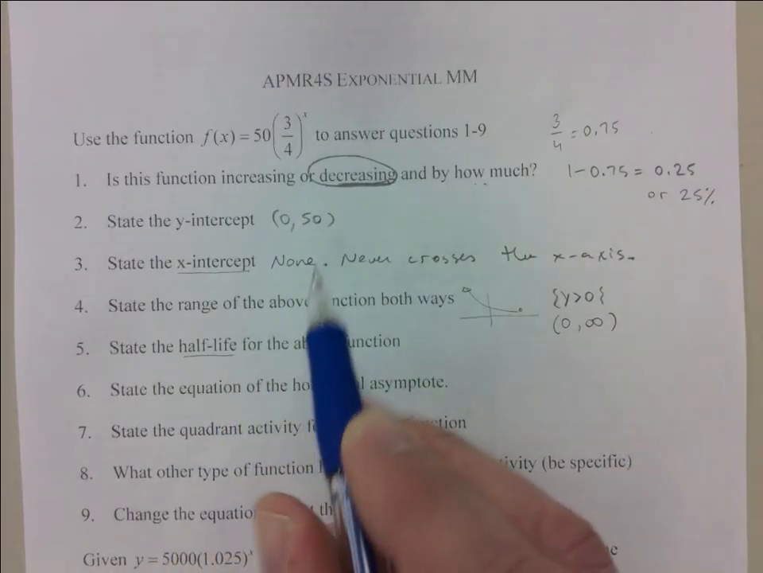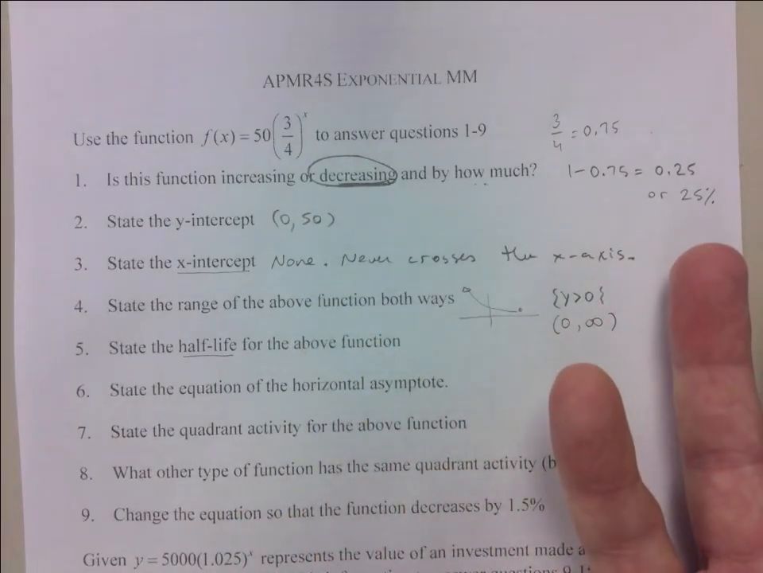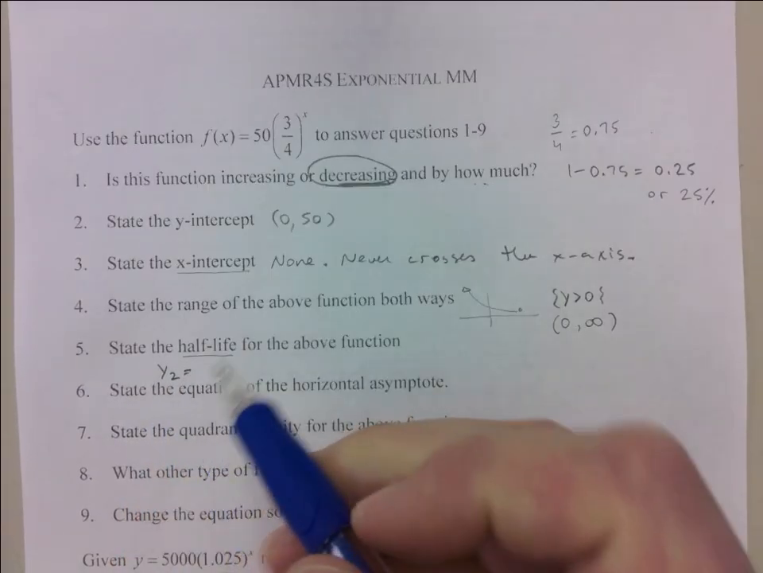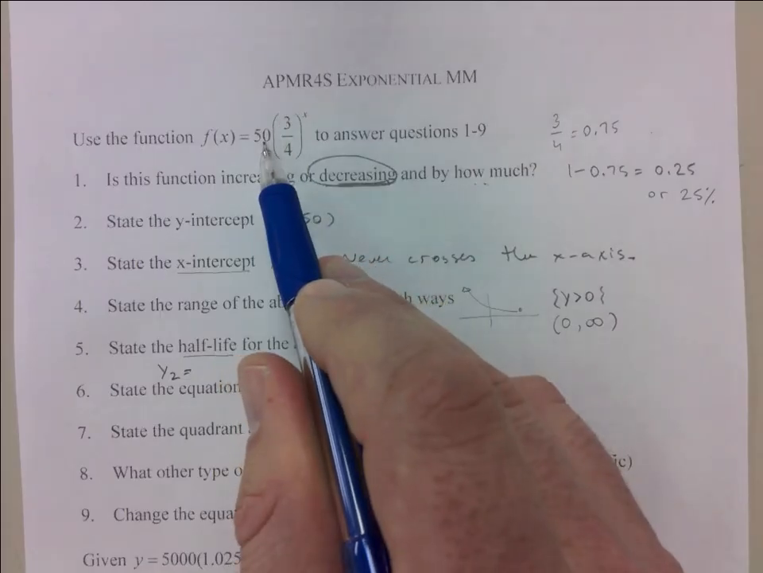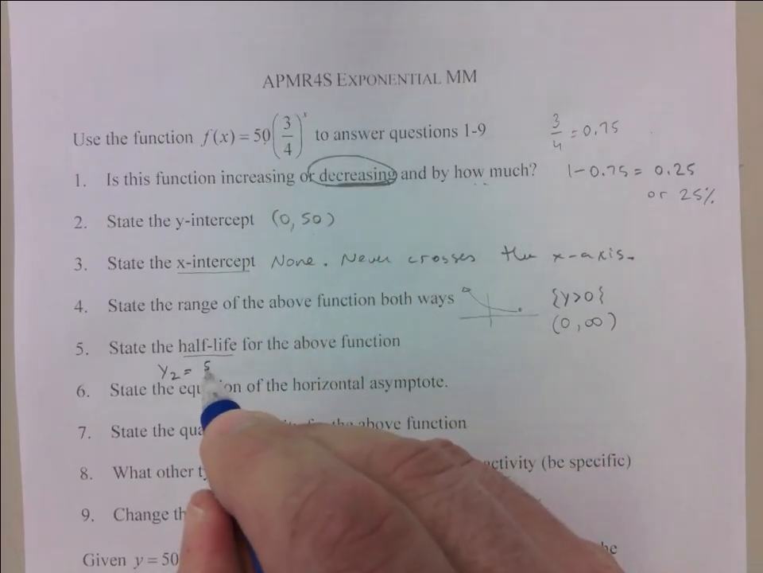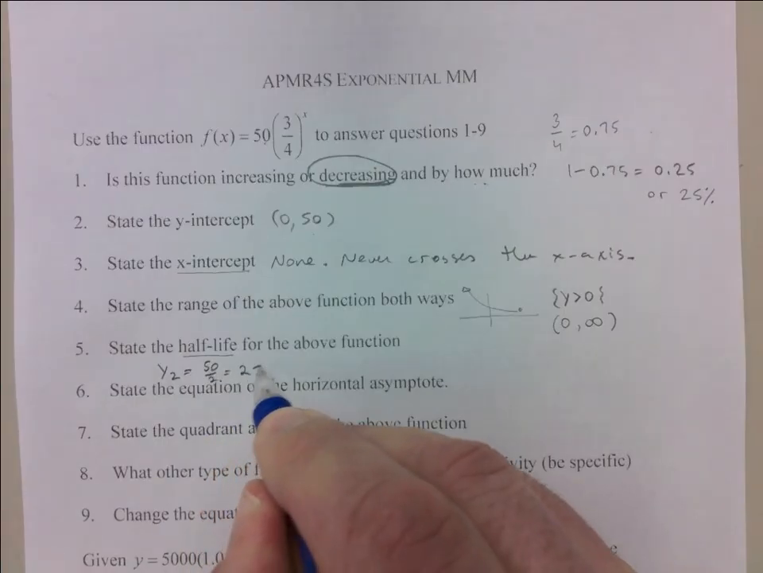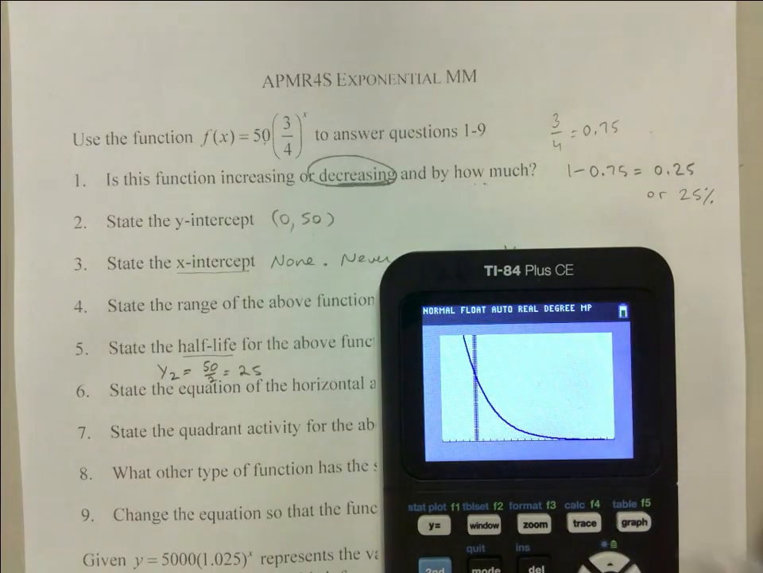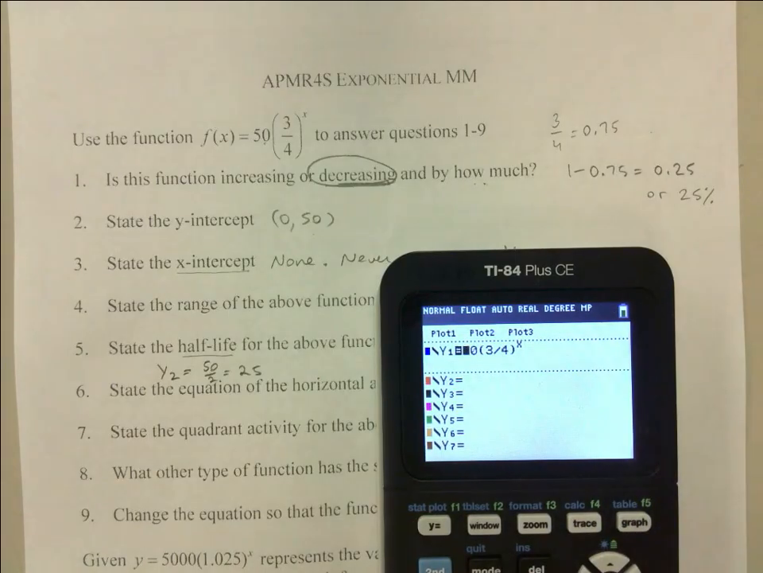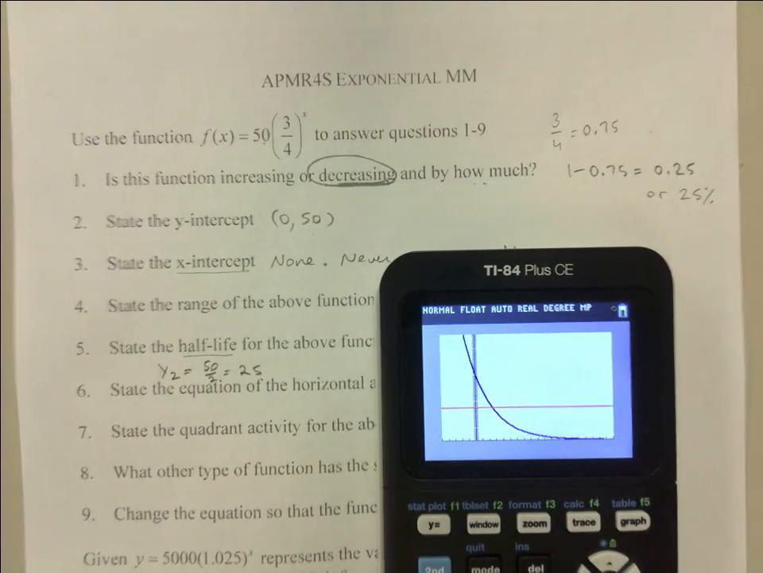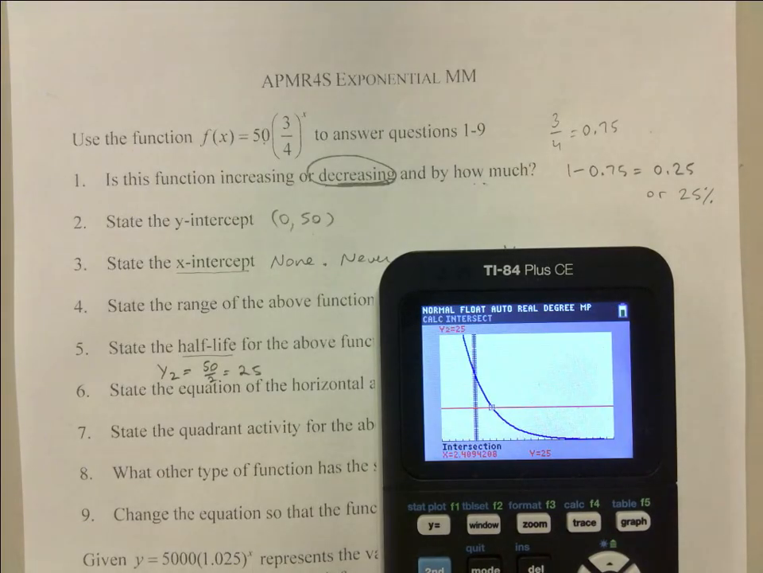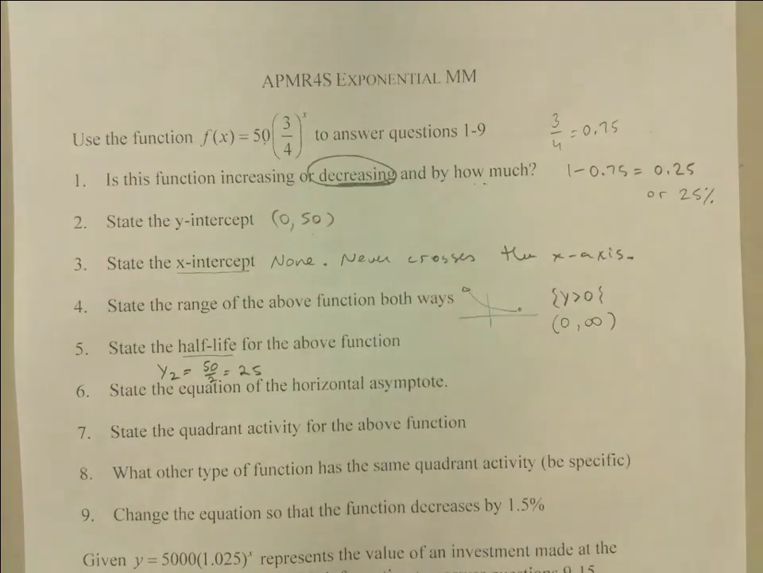What's the half-life of the above function? You got to use your calculator for this one. Okay? So we will essentially let y2 equal to half of what we started with, right? Which is 25. So it's 50 divided by 2, which is 25. And then we find that intersection. I already graphed it. I'm going to go y2 is equal to 25, and it's at that intersection where my half-life is. So it's 2.41. Okay, so 2.41 is the answer.